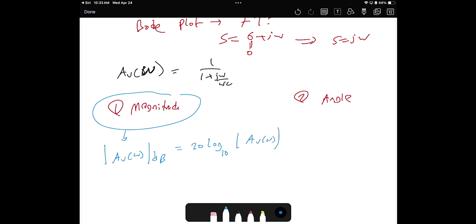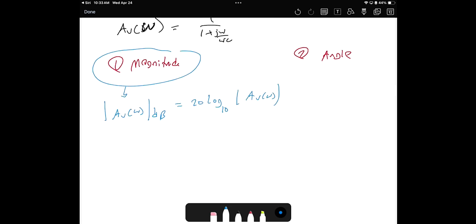I'm going to take the magnitude. So, as a result, this will be 20 log of the absolute value, which means the magnitude, of 1 over 1 plus j omega over omega c. Okay, so we need to find the magnitude of the numerator and denominator. So it is 20 log of the magnitude of 1 over the magnitude of 1 plus j omega over omega c. The magnitude of 1 is 1. There is no problem, right?